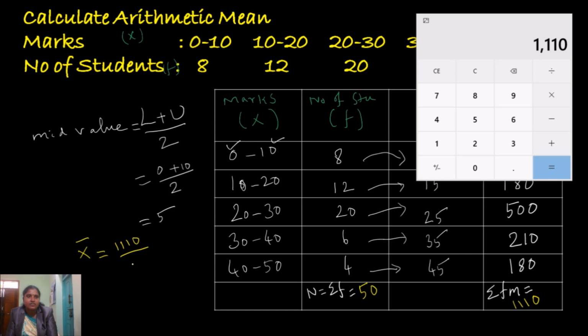So x bar is equal to 1110 over 50. That is, when we divide this by 50, we have 22.2. So x bar is equal to 22.2. So the arithmetic mean for the given grouped frequency distribution is 22.2.